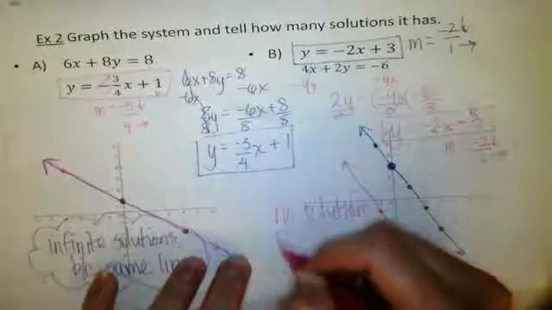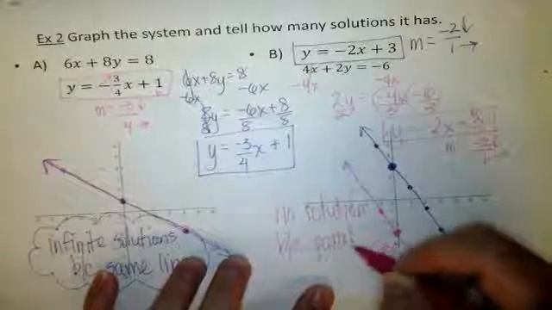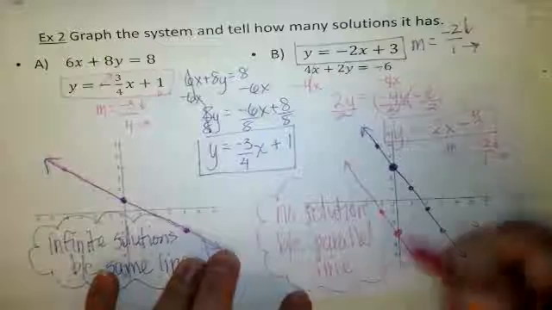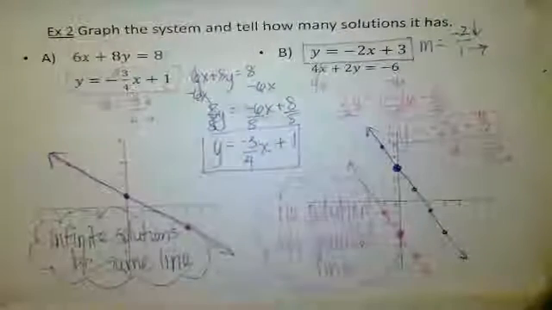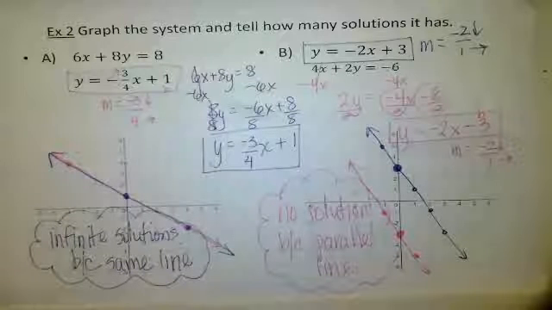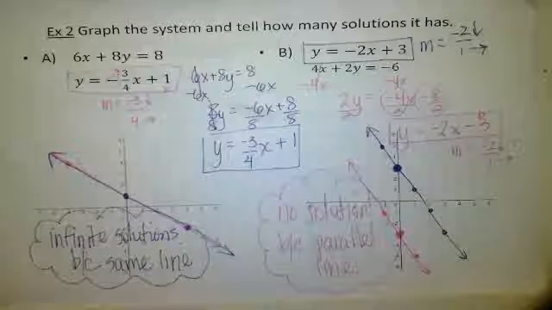No solution because they are parallel, P-A-R-A-L-L-E-L, parallel lines. Ladies and gentlemen, write that down. This is the reason you're going to write down if you run into parallel lines, the answer is no solution because they're parallel lines. They do not intersect. There is no point that they have in common.